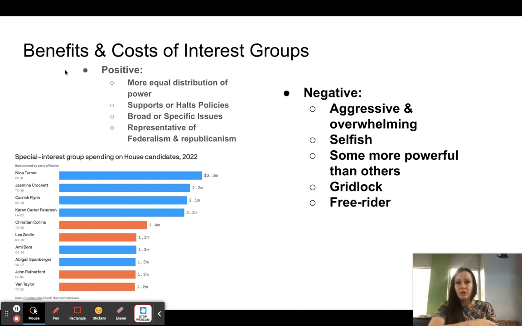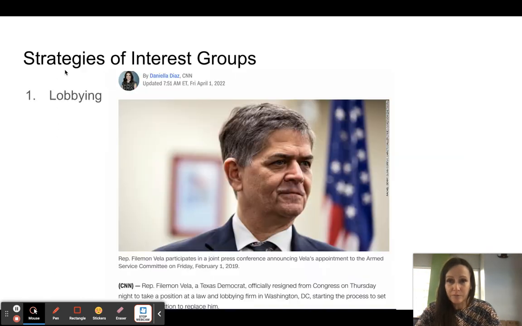So I wanted to show you special interest group spending on House candidates for this year. So keep in mind how all this stuff sort of flows. Now we have strategies of these interest groups as well. Lobbying, they have access to legislators. In fact, many lobbyists are former legislators.